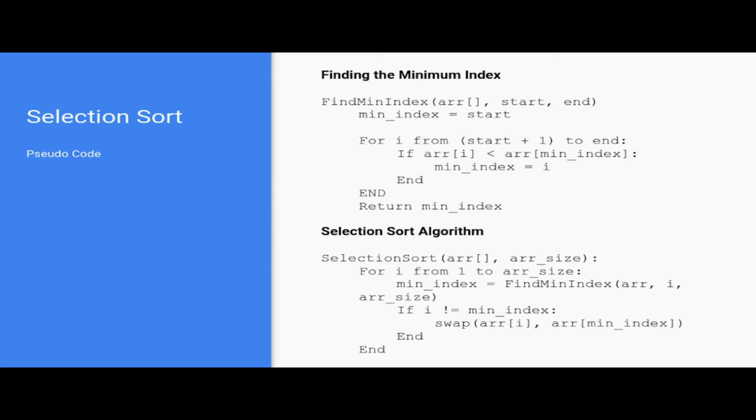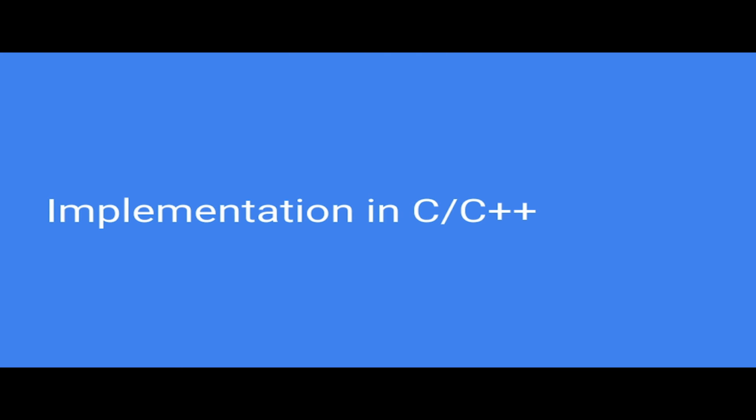And in the selection sort, what we do, we take the minimum index, and in the for loop, if i is not equal to minimum index, we swap it with that position, and this ends, and we end this pseudocode. Now implementation in C++.